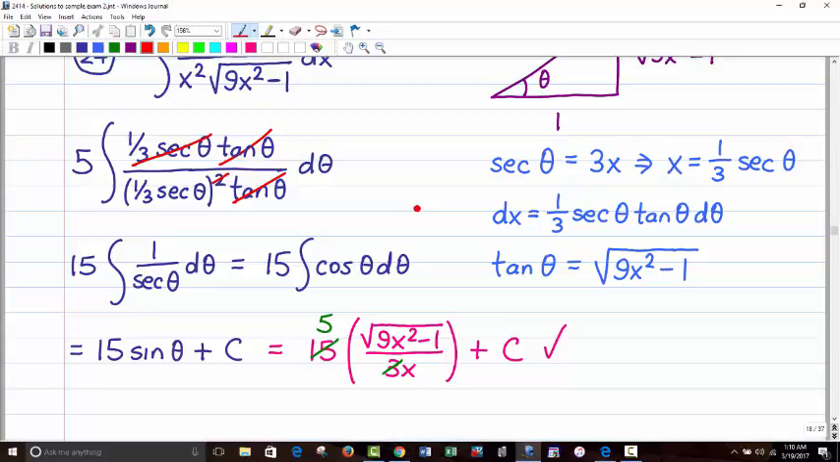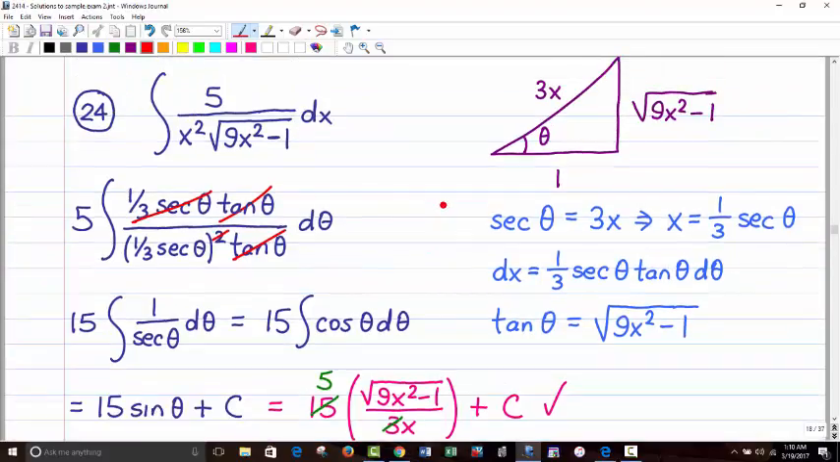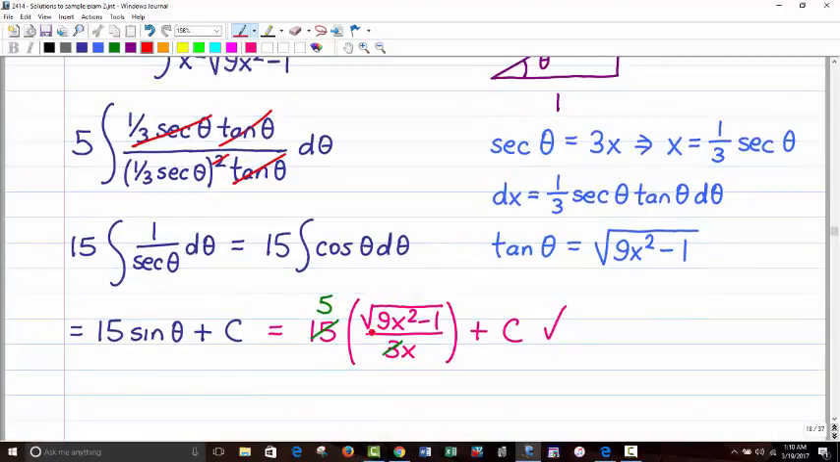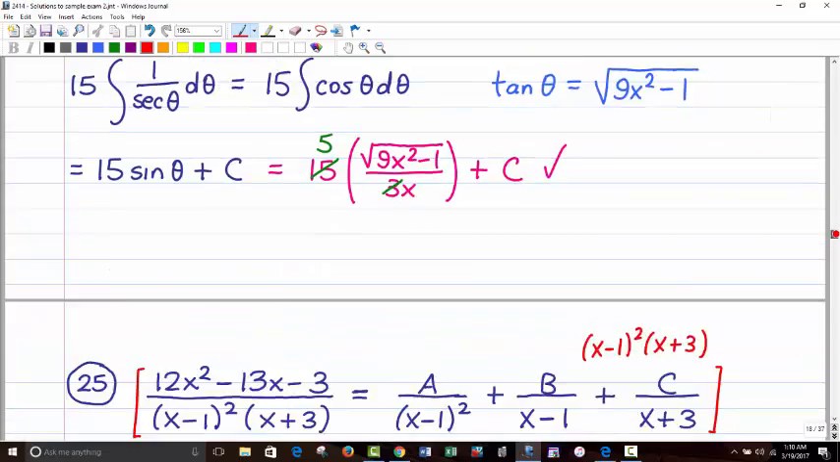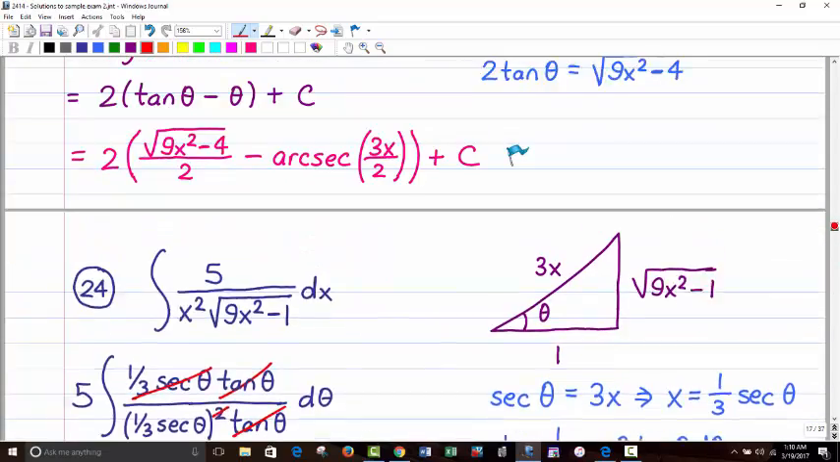And the antiderivative of cosine is sine. And sine is the square root of 9x squared minus 1 over 3x. And then, actually, if you didn't cancel this, reduce it, that's fine. But you could reduce the 15 over 3 to make 5. So we have that 15 in front. And then plus C.